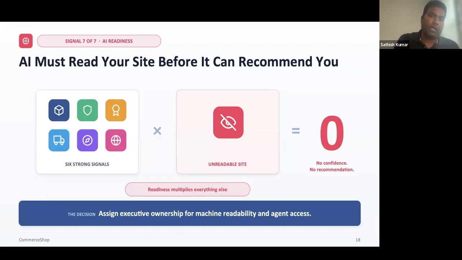You might have all the required information on your site. If it is not crawlable, if it is protected inside a PDF file which the AI agents can't crawl, or blocked by Cloudflare or some tools, you will again be seen as no confidence. It will not recommend you. So try to assign a team, like your marketing team, to look into the crawlability of your site, whether it is available or not, everything.